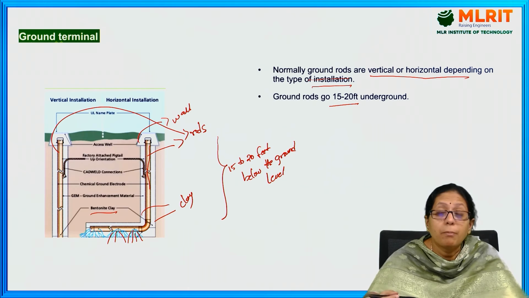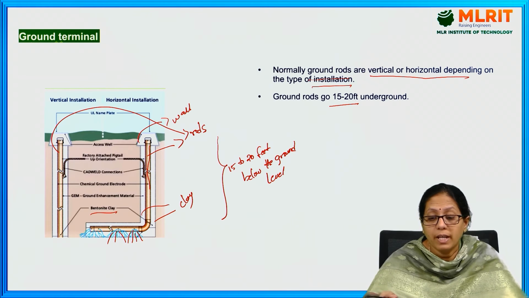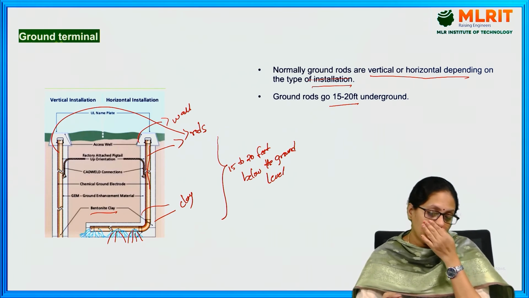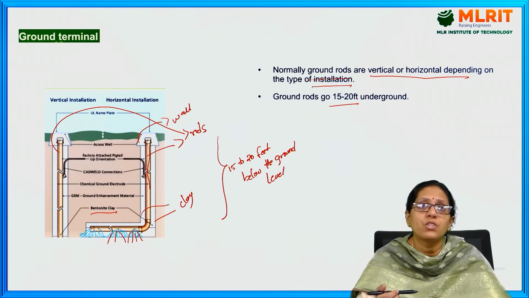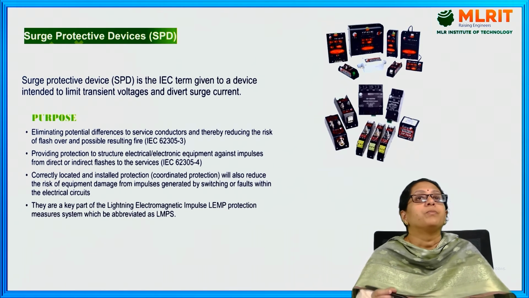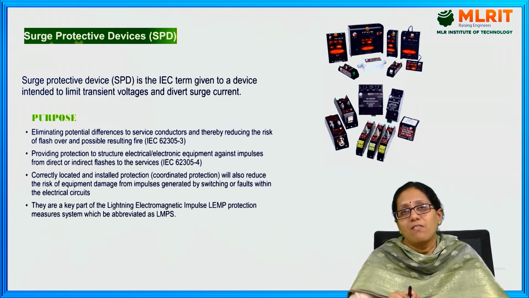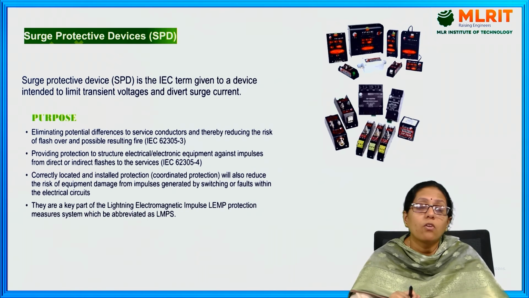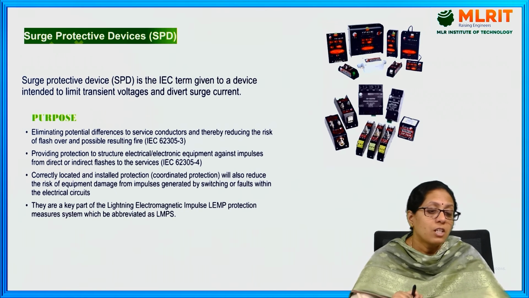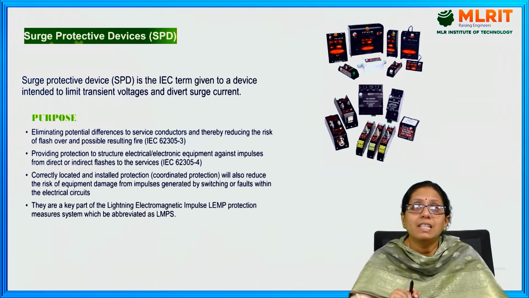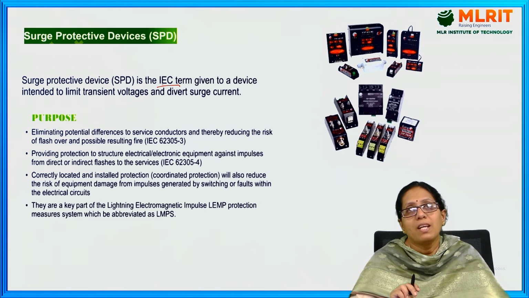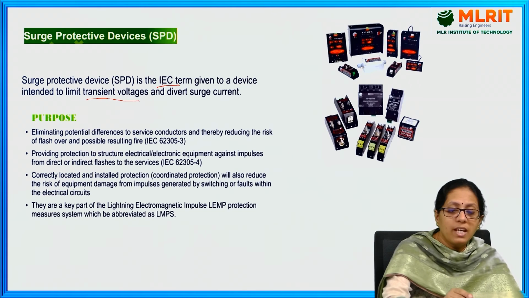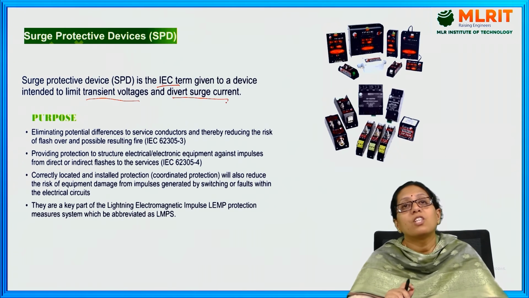So by providing this, we can protect the different electrical as well as electronic goods as well as buildings from the lightning strikes. Surge protection devices, SPD. This is one of the protection devices. Surge protection device is an IEC term. It is an IEC term given to a device intended to limit the transient voltage and divert the surge current.